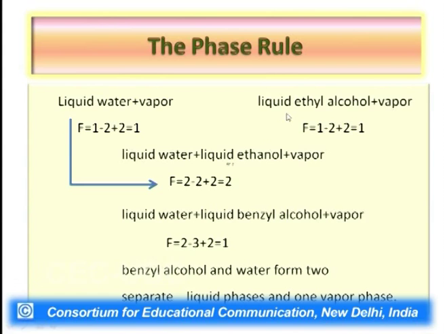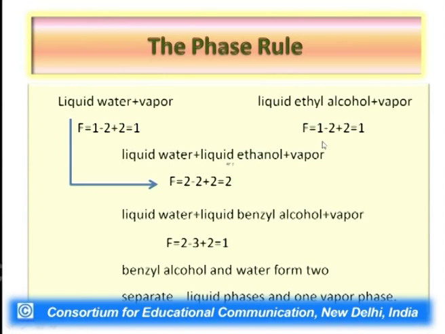Similarly, if you have liquid ethyl alcohol and along with this you have its vapors, then again it will contribute the liquid phase as one phase and vapor phase as the other phase. So, two phases, and ethyl alcohol is just one chemical species. Therefore, you will put just 1 for C. So, F equals C, which is 1, minus P, which is 2, plus 2, equal to 1.